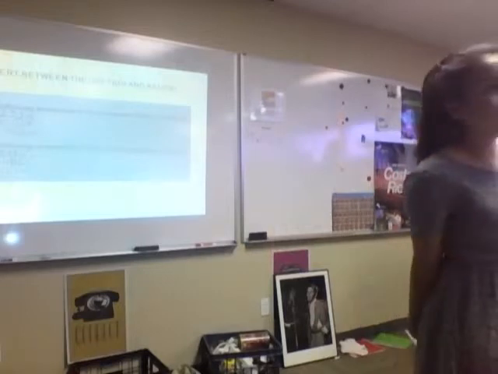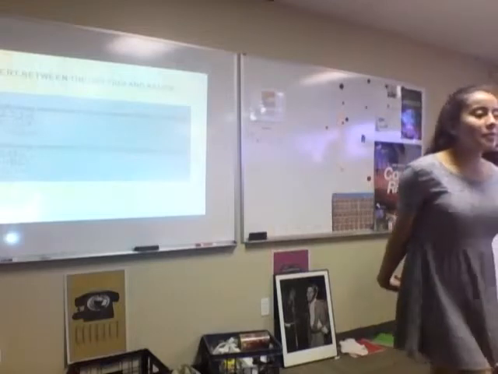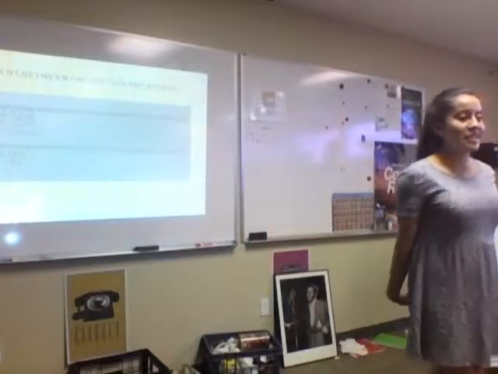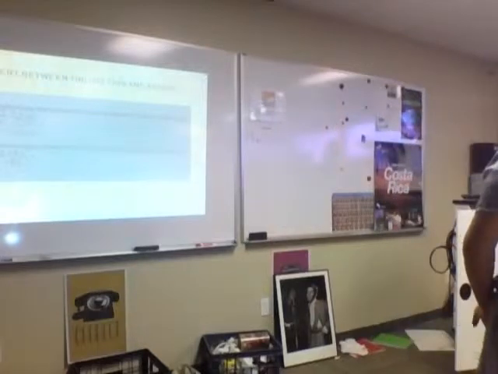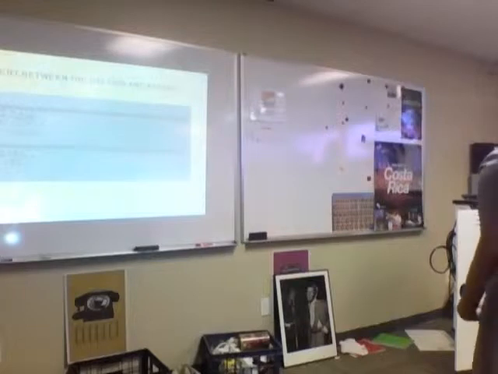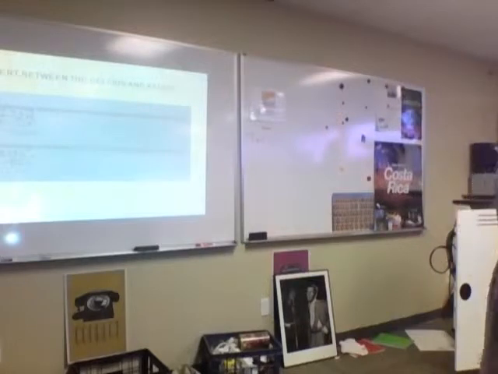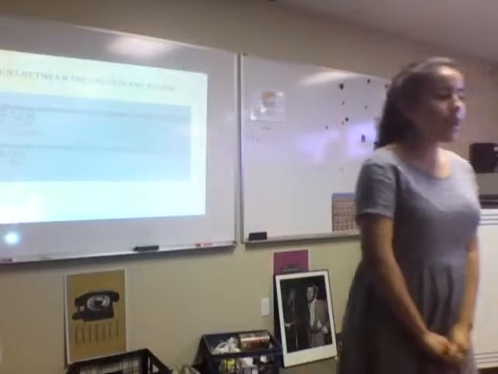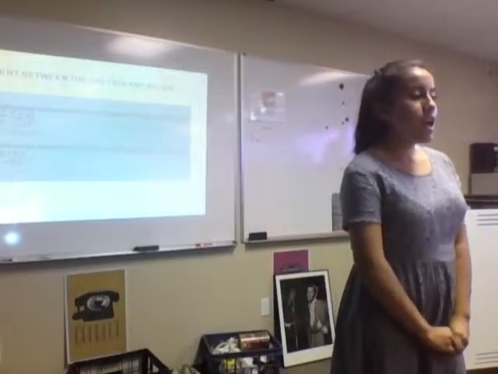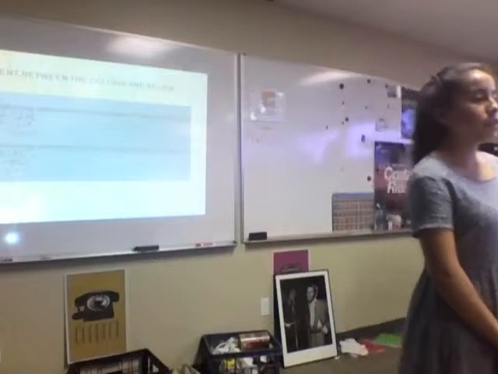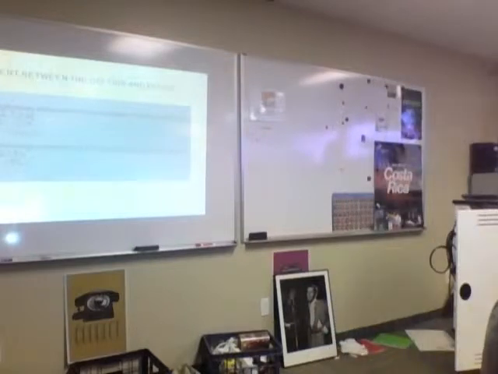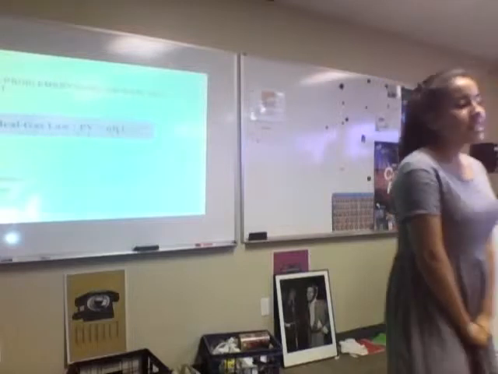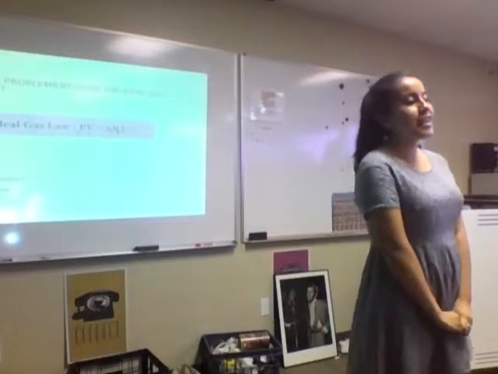So I'll start off with 1.B, and it's convert between Celsius and Kelvin. So in order to get Kelvin, you add 273, and in order to find Celsius, you subtract 273 from Kelvin. 1.C, solve problems by using the ideal gas law.